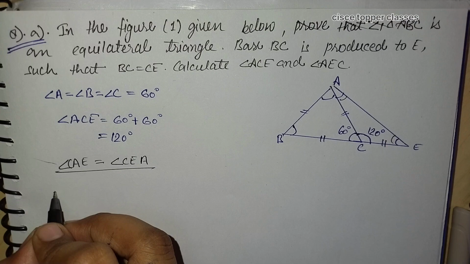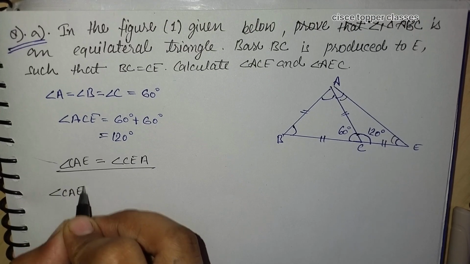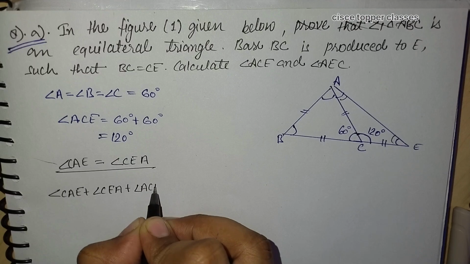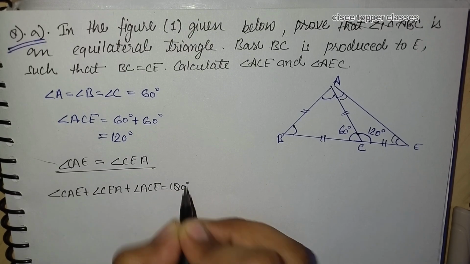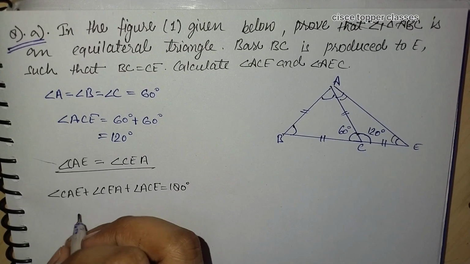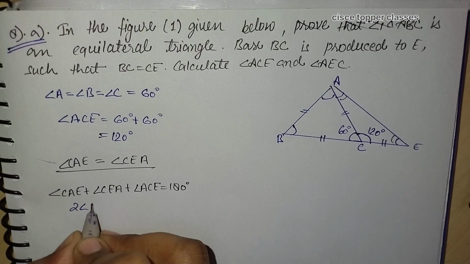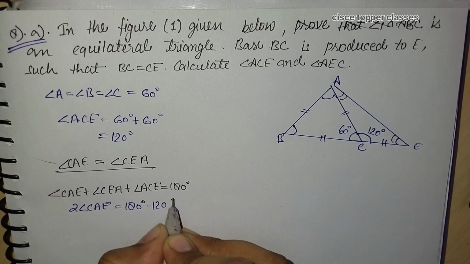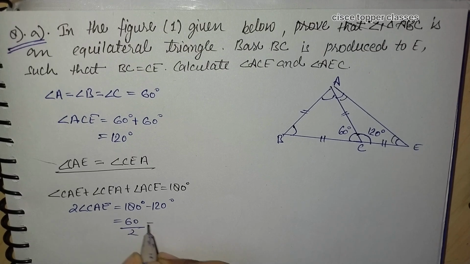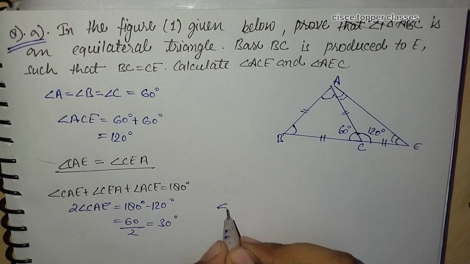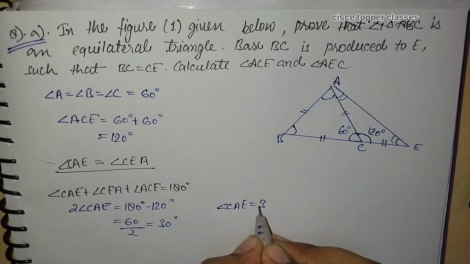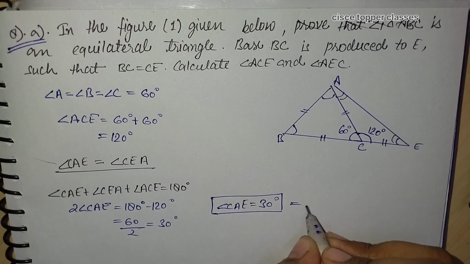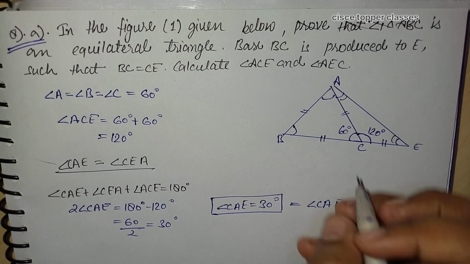Again, if these two angles are equal, we can write angle CAE plus angle CEA plus angle ACE equal to 180 degrees. We can simply write it as 2 angle CAE equal to 180 degrees minus 120 degrees. This will be 60 degrees divided by 2. We can write it as 30 degrees. Means angle CAE is equal to 30 degrees from here. If this angle is equal to 30 degrees, angle CAE is also 30 degrees.